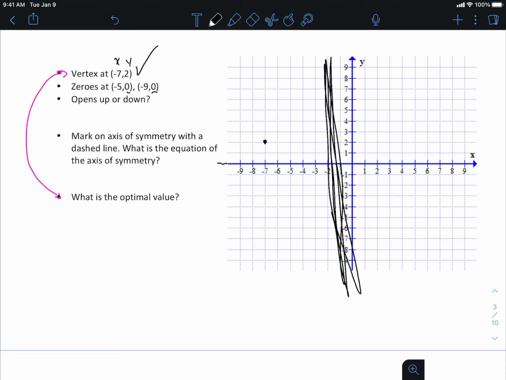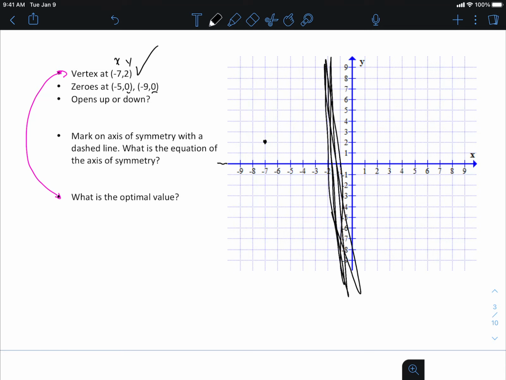Opens down, because it's frowning, right? Okay. Now, axis of symmetry. Tell me where the graph gets split into 2 equal pieces.